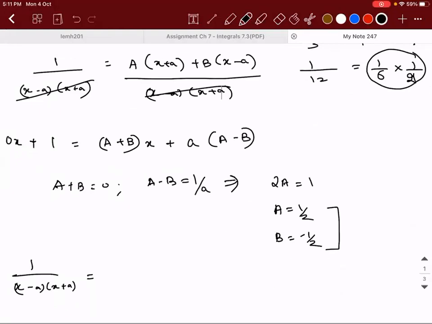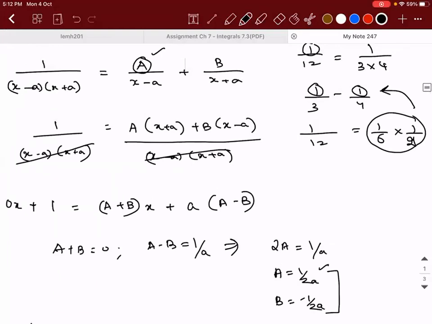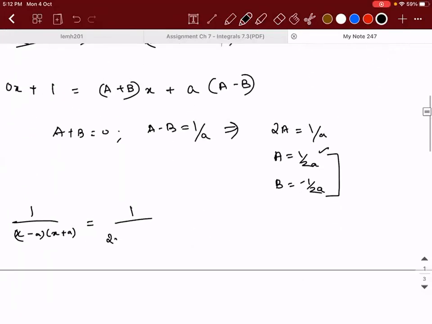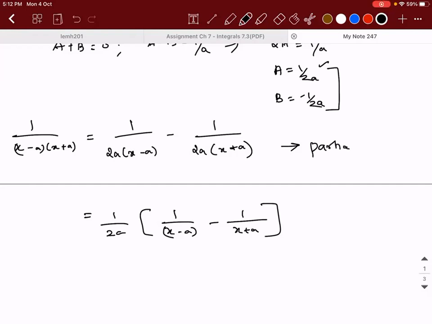So this would be 1 by 2a and here it will be minus 1 by 2a. So in the place of capital A, I can write it as 1 by 2a into x minus a minus 1 by 2a into x plus a. Okay, that will be 1 by 2a into 1 by x minus a minus 1 by x plus a. See, next time you will be able to do it fast. Okay, I explained the detailed procedure, and this kind of procedure is called partial fractions.